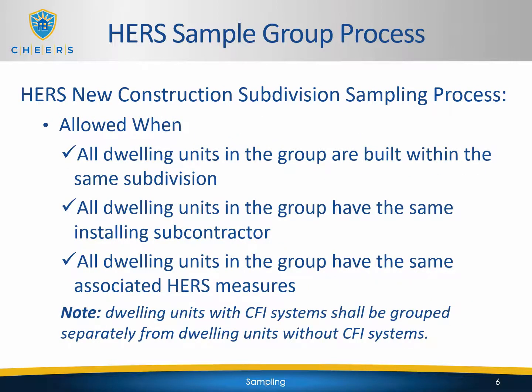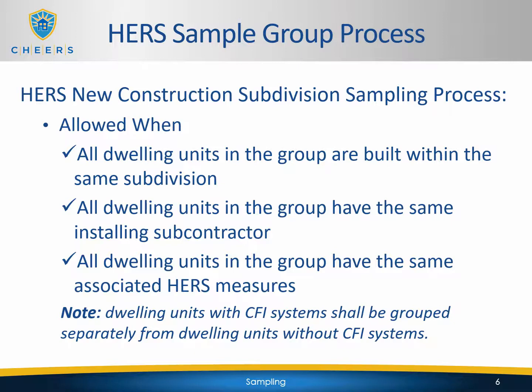So the HERS rater would be able to utilize this sampling process when all dwelling units in the group are built within the same subdivision. All dwelling units in the group have the same installing subcontractor for that particular HERS measure. Obviously, you're going to have a different contractor for the HVAC system versus the plumbing system versus the insulation. So you're going to have different contractors, but it has to be the same installing contractor for that particular tested measure. And then all dwelling units in the group have the same associated HERS measures.